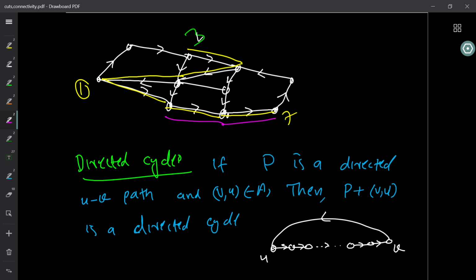And a directed cycle is essentially, if you take a directed walk from U to V, and then if the VU edge is also there, then together with that edge, it forms a directed cycle. Right? So it's all an extension of our definition for undirected graphs.